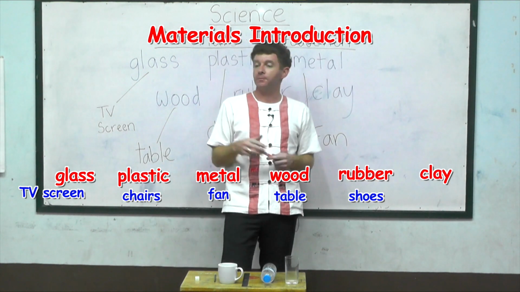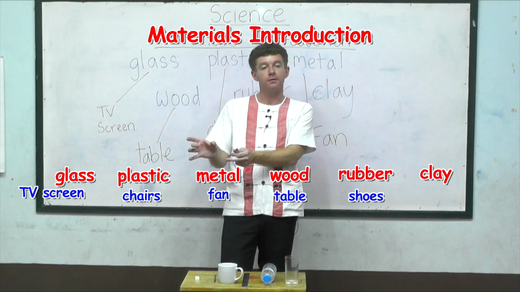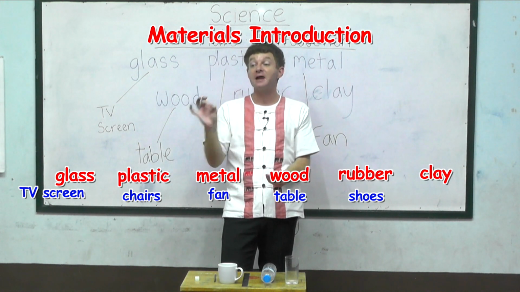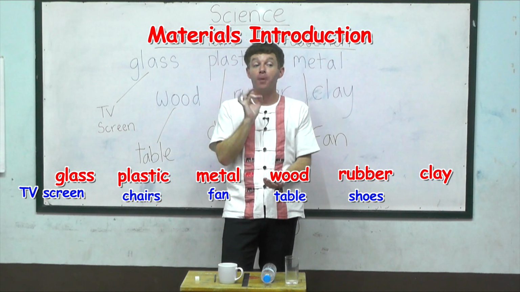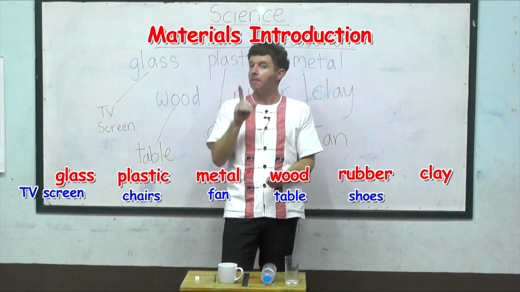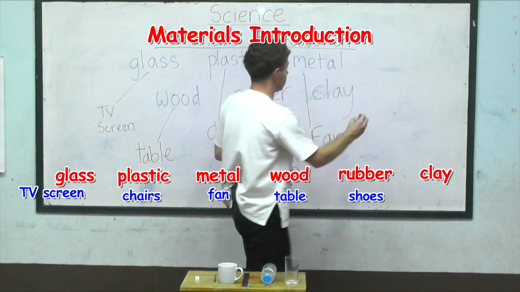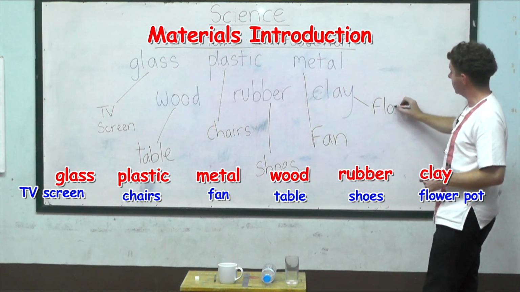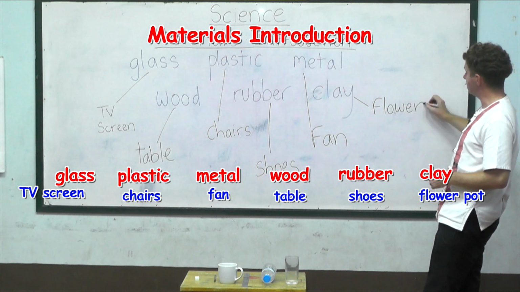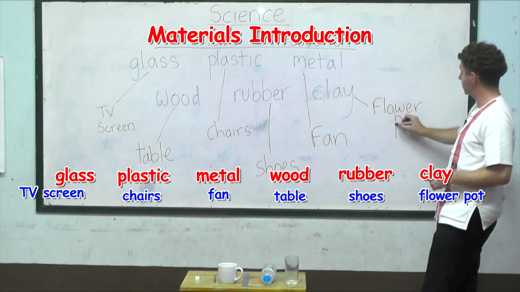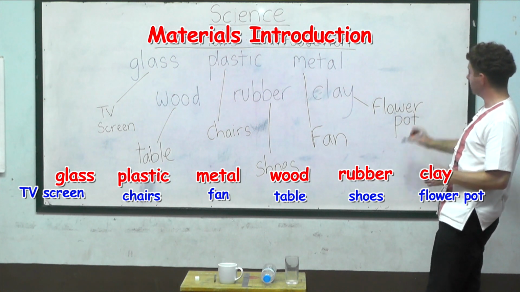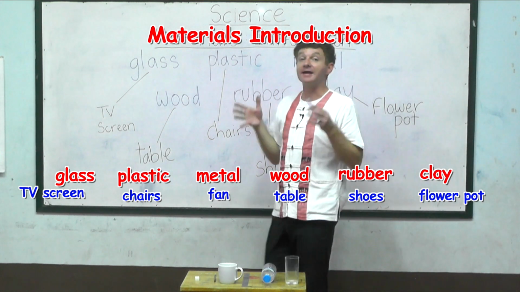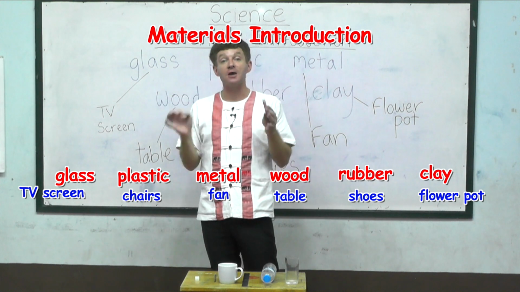And then the final one, and maybe the hardest, clay. I'll give you a clue. If you have a flower, what do you put a flower in at home? A flower pot. Yes, mostly flower pots will be made from clay. F-L-O-W-E-R-P-O-T. So here we have our 6 materials and examples of the things that they are made from.